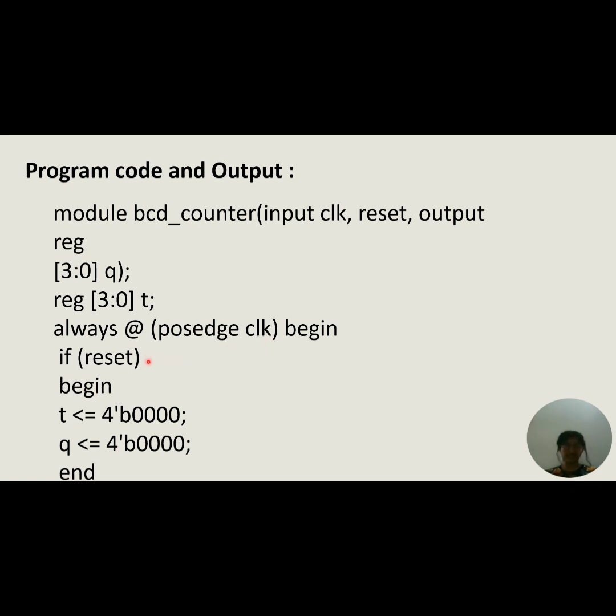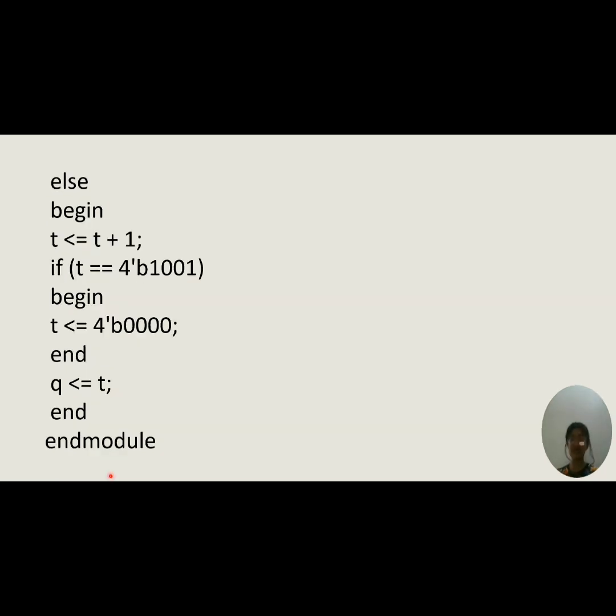If we look at the reset signal, if the reset signal is asserted, the counter is reset to 0. Otherwise, on each clock cycle, the T register is incremented by 1. When T reaches the value 9, that is, if T is equal to 9, it wraps around to 0 to implement a BCD counter. The BCD value stored in T is then assigned to the output Q. This is the end of the code.